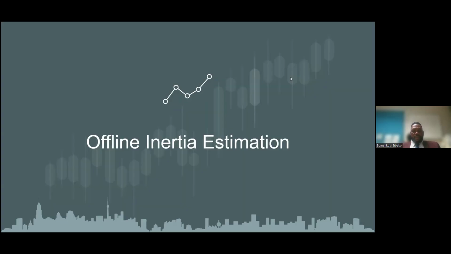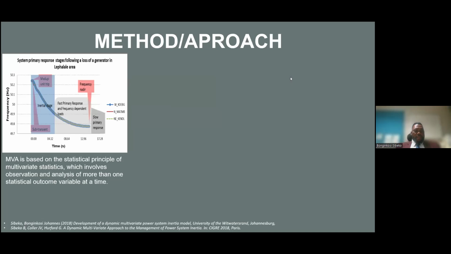For offline estimation, the method that we used in the past was multivariate analysis. This is based on the statistical principle of multivariate statistics, which involves observation and analysis of more than one statistical outcome variable at a time. On the left, it's a real incident. We tripped one of the large units in the north part of South Africa, about 700 megawatts. Then we measured using 3 different measurement points, one in the south, one in the central, and one in the north. You can see that where the unit tripped, there's what we call subtransient.